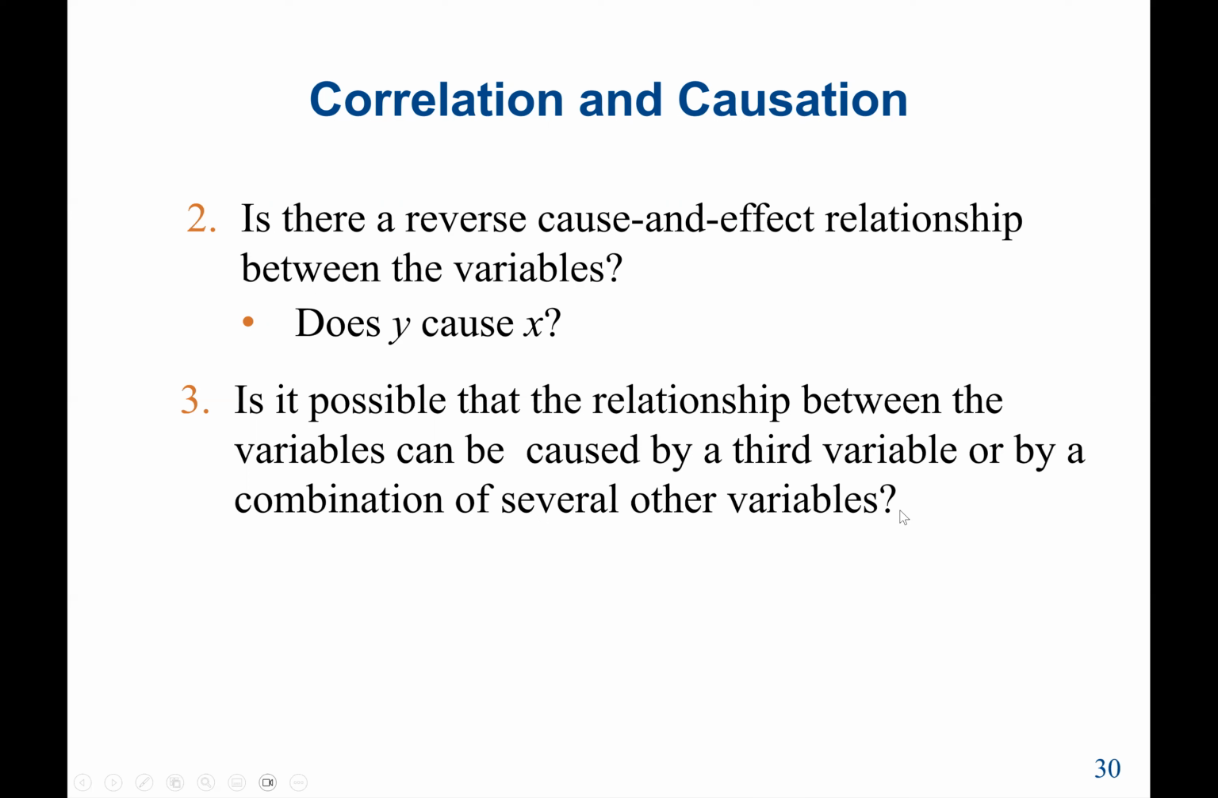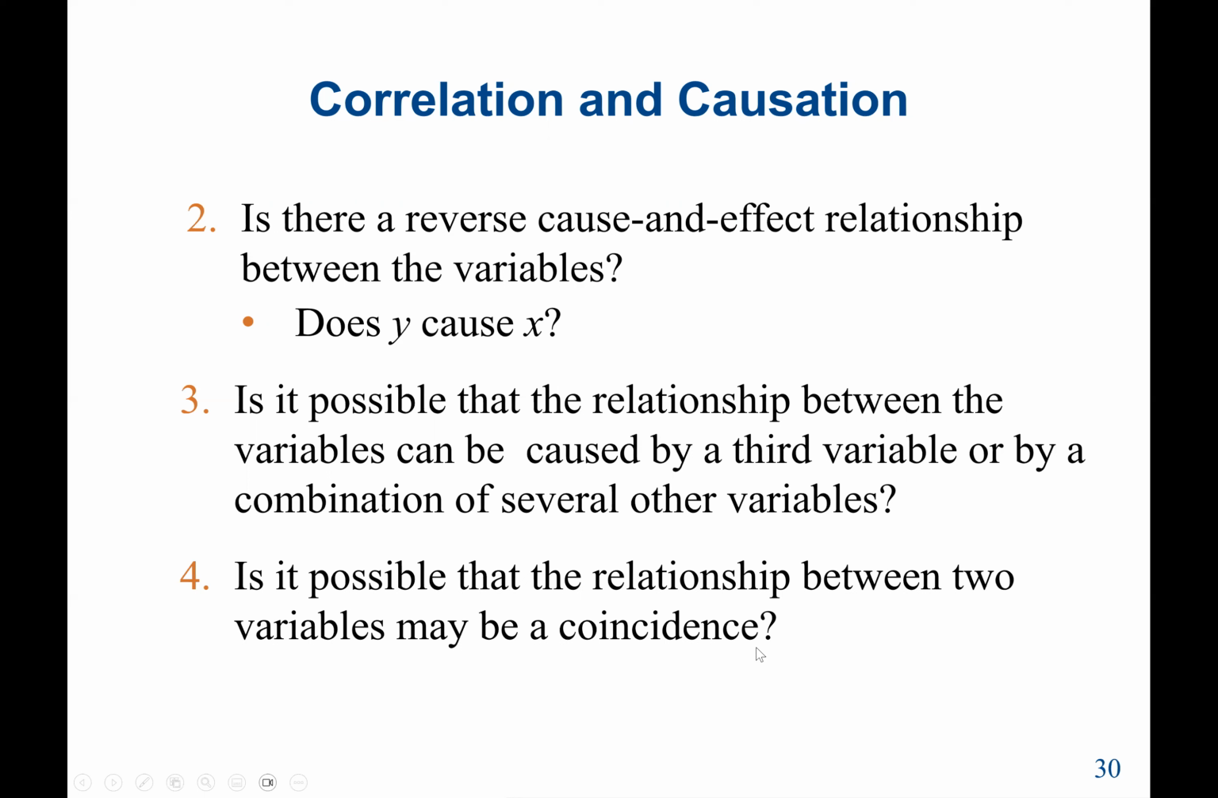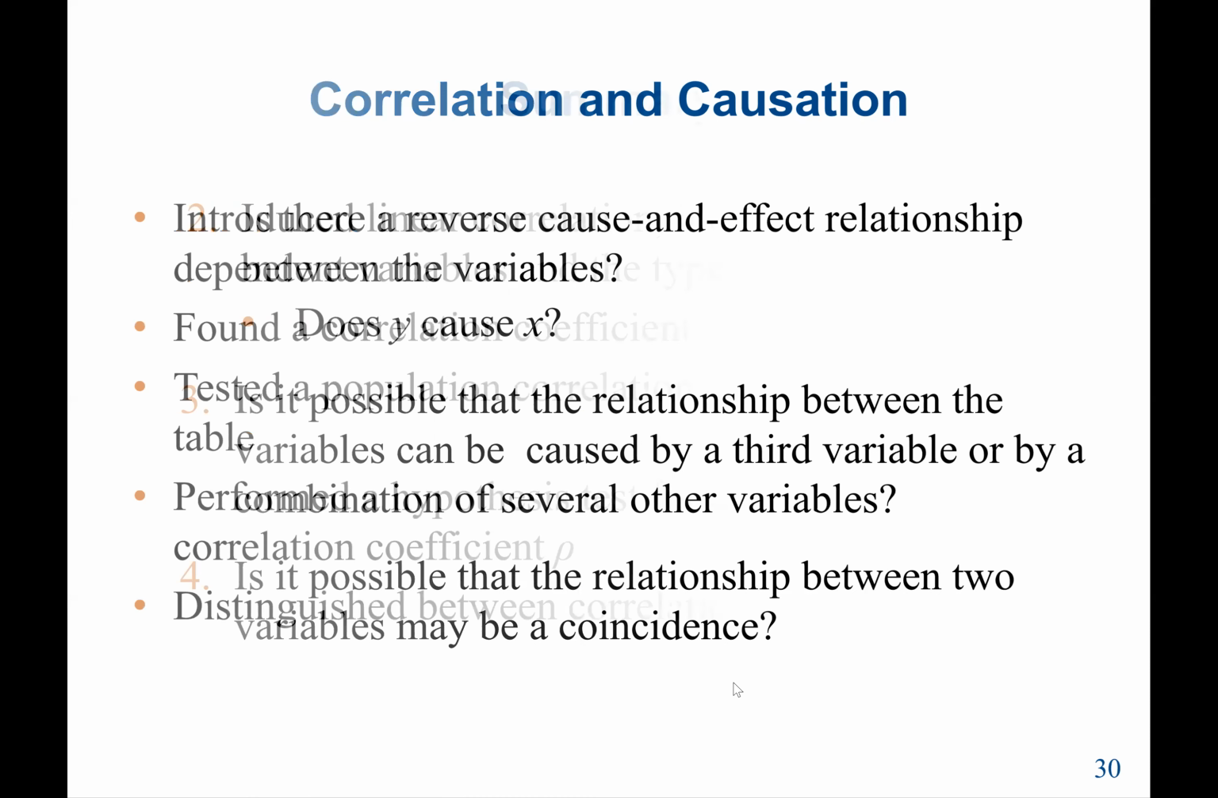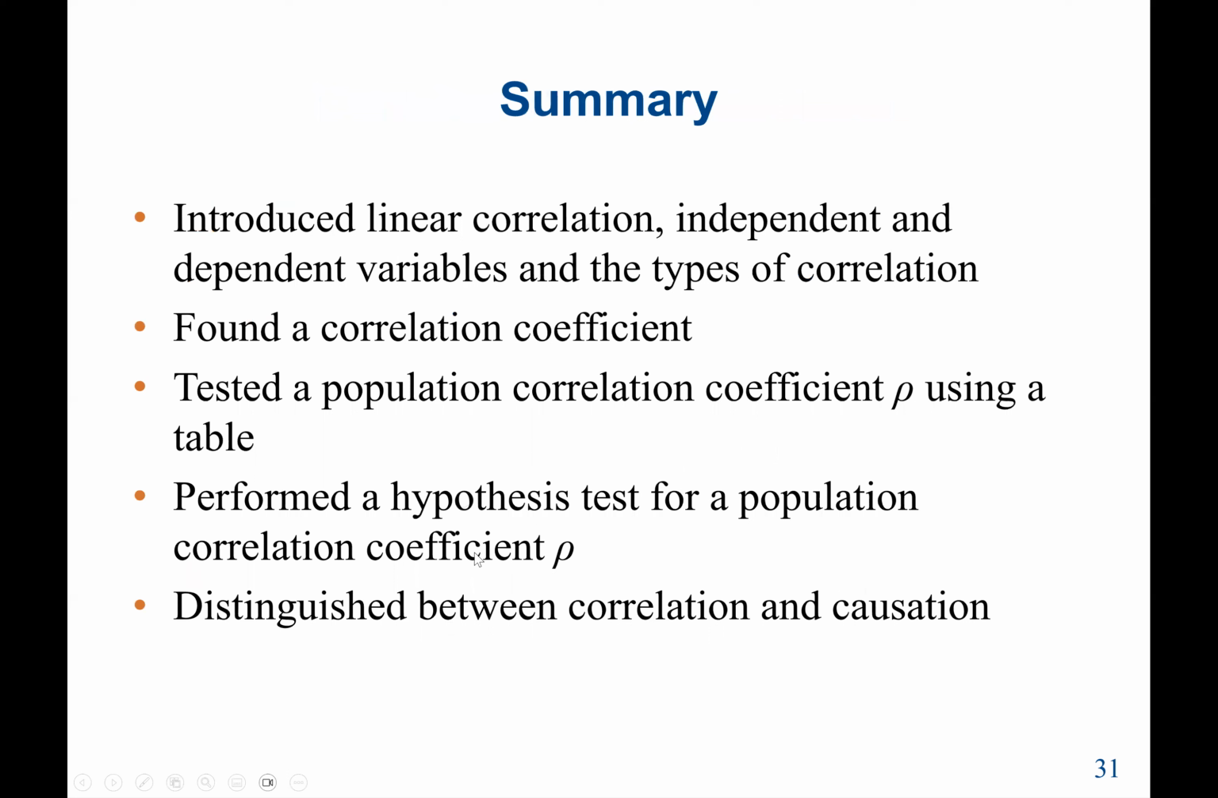So in the example of Florida, we can say our third variable is the weather. When the weather is very warm, shark attacks increase and ice cream sales increase. So the third option applies here. Normally we call the third variable the confounding variable or the lurking variable. Is it possible that the relationship between the two variables may be just a coincidence? It is possible. So that will be the summary of this lecture.